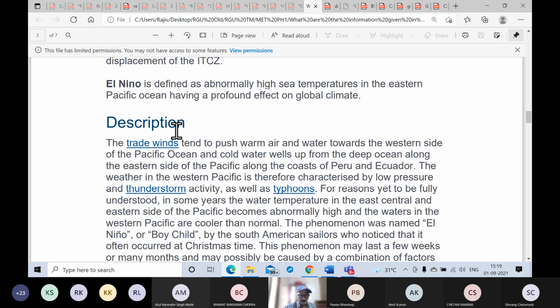So how is this happening? El Nino effect. Trade winds are pushing warm air and water towards the western side of the ocean, because they're blowing that way. And cold water takes up the place from the deep ocean on the eastern side of the Pacific. Let us say along the coast of Peru and Equator, eastern side. The weather in the western Pacific is therefore characterized by low pressure thunderstorms, which are normally referred to as typhoons.